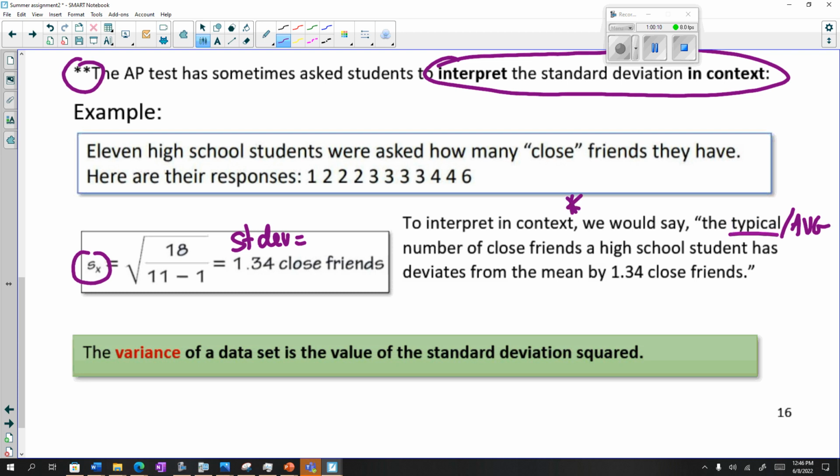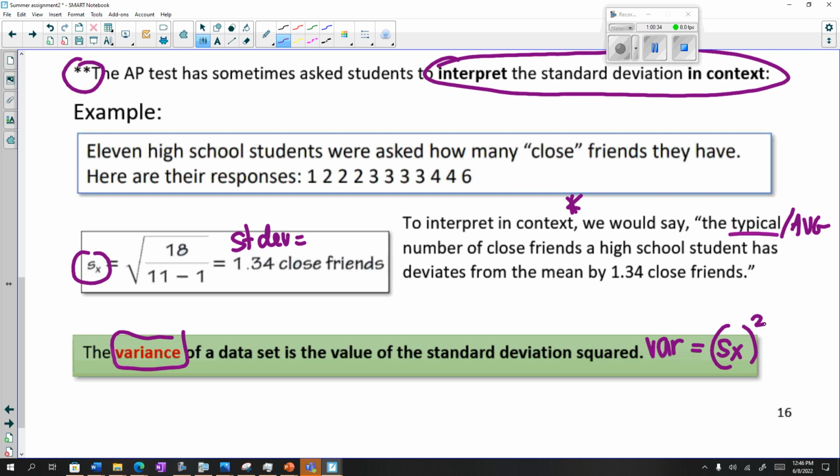Another thing to note is if you see the word variance, the variance is just the standard deviation squared. To get the variance, it's called VAR, you do standard deviation and then you square it and it becomes variance. All right. So there are two forms of spread that we talked about on this page, range and standard deviation.